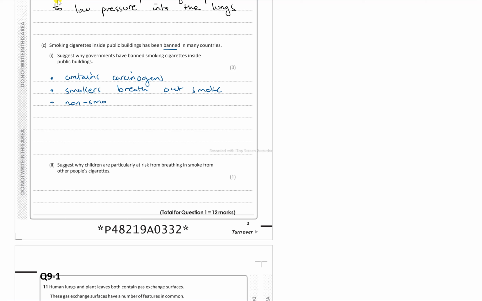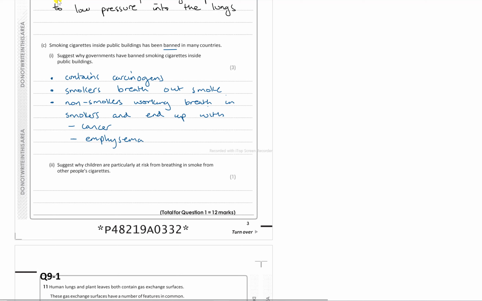Non-smokers working or in the same environment breathe in smoke. This is passive smoking, and end up with cancer, or you can end up with lung disease such as emphysema through no fault of their own.